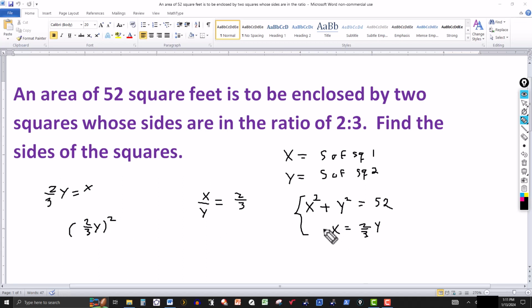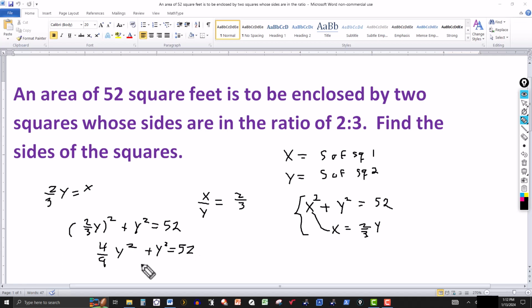Making the substitution in the first equation, we get (2/3 y) squared plus y squared is equal to 52. Now we have an equation involving one variable, y. We're going to solve for y and then plug in to get the value of x. If we square this out, we get 4 over 9 y squared plus y squared is equal to 52.